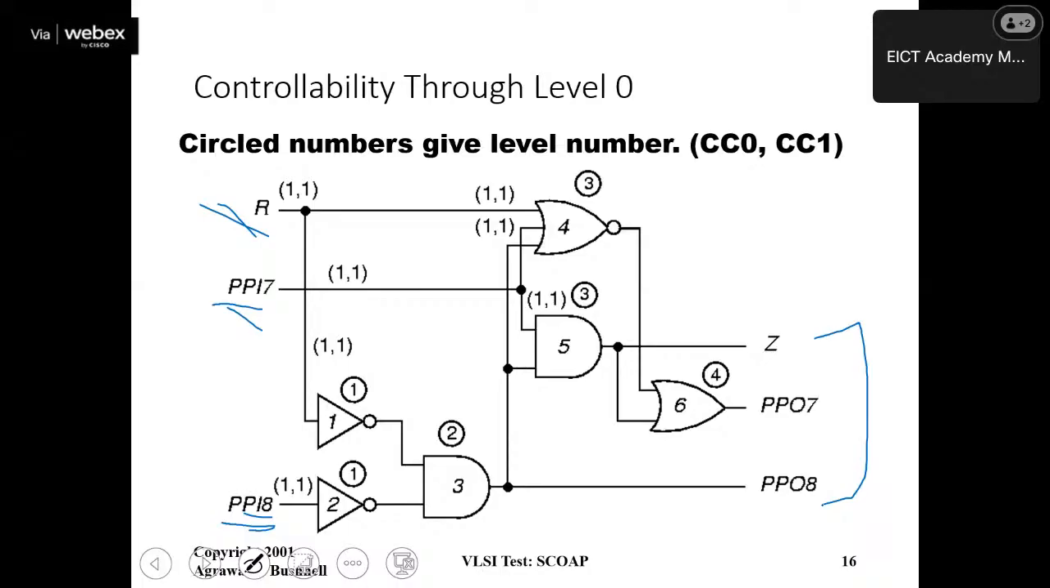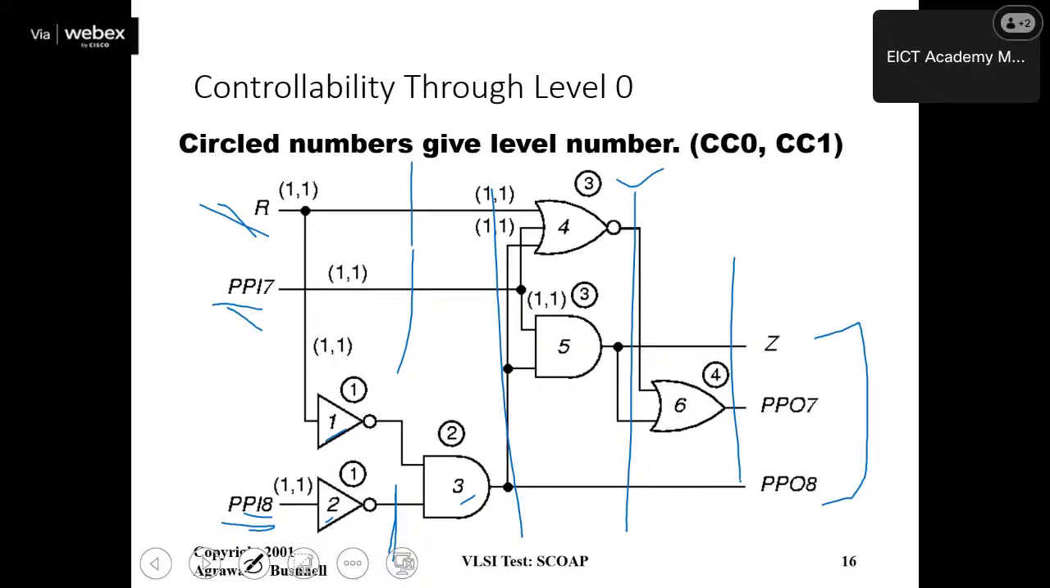Before going for the controllability analysis, for any analysis, first of all, give the gate numbers. So the gate numbers are given 1, 2, 3, 4, 5, 6, like that. Now give the level numbers. So these circles are going to show you the level number. The first level is this, then this is the second level, this is the third level, and this is the fourth level. So the first, second, and third encircled numbers are the level numbers.